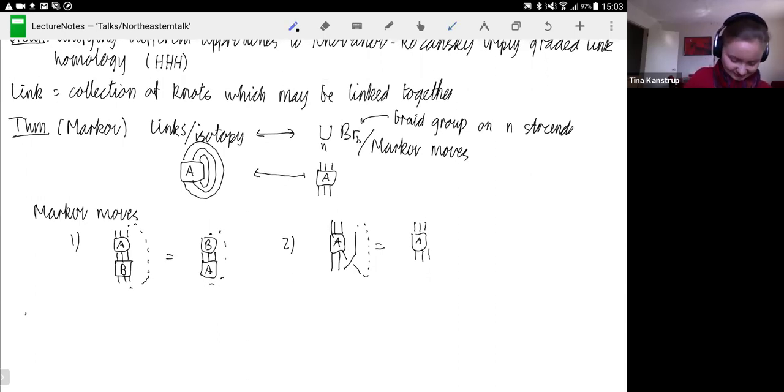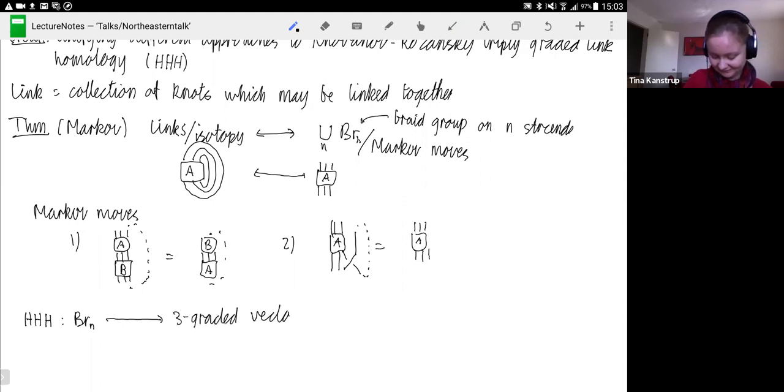All right, so what is triply graded homology? It's something that takes a braid and produces for you a triply graded vector space, hence the name. And it goes via complexes of Soergel bimodules. Maybe I should say the homotopy category of complexes.